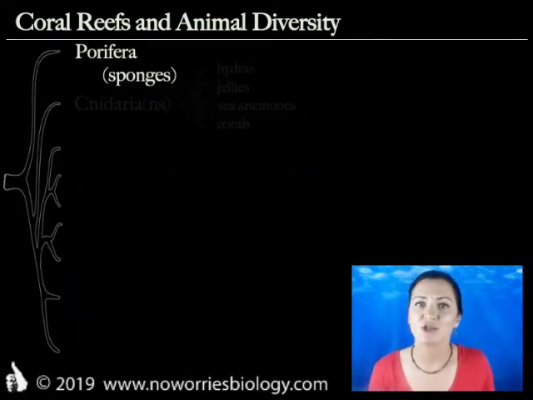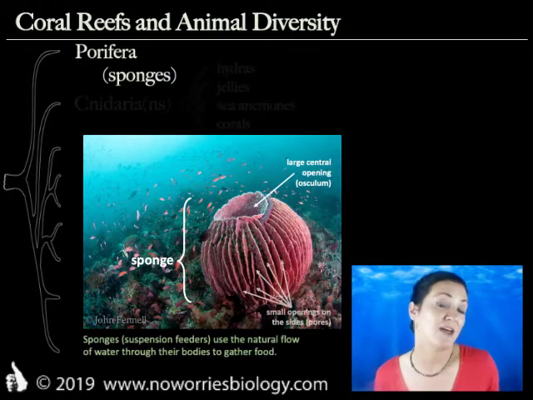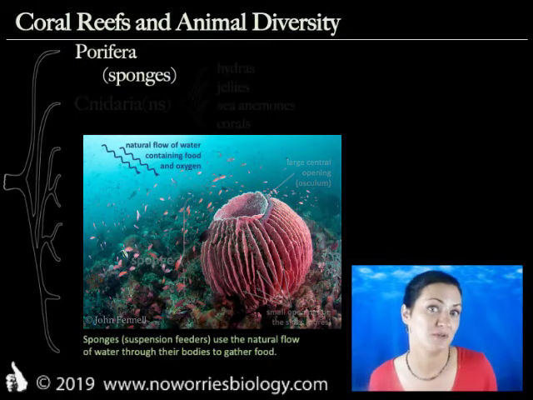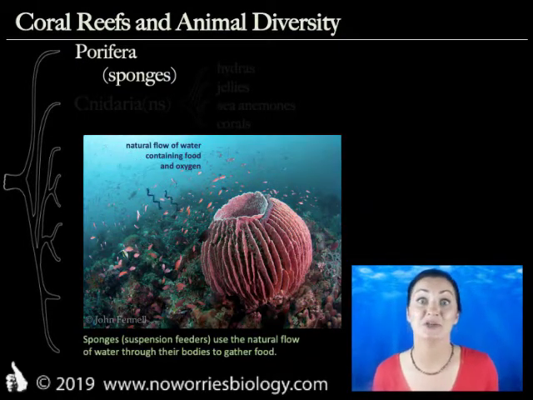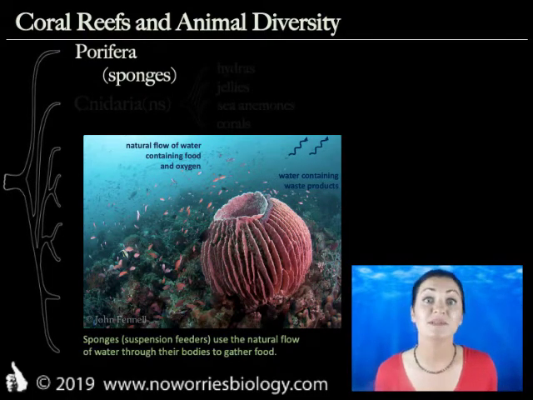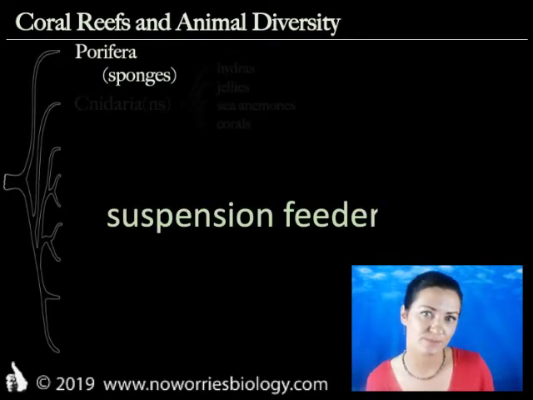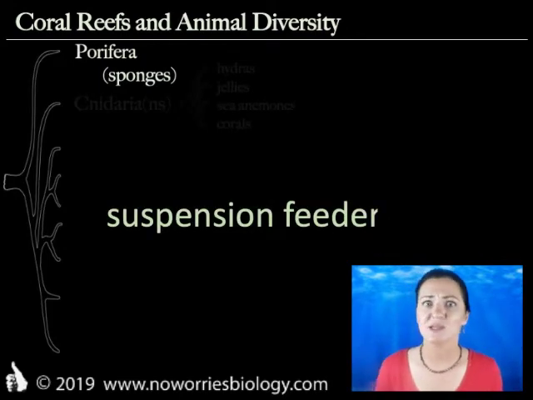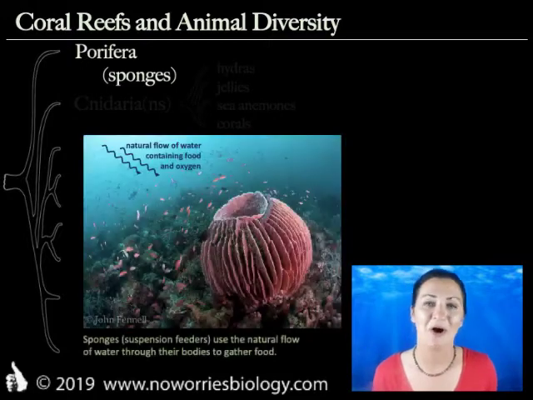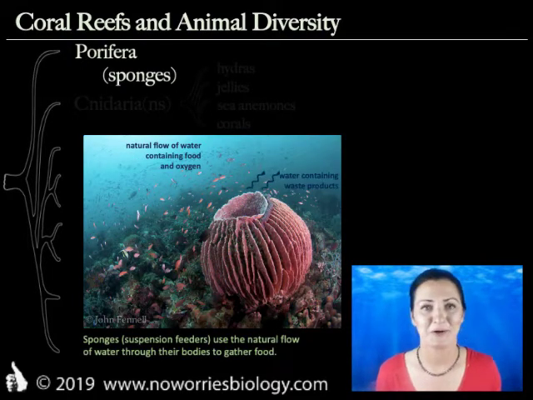Sponges use the natural flow of water through their bodies as a means to having their food conveniently brought to them. So they just need to catch it when it drifts by. Animals using this way of gathering food are called suspension feeders. And this water streaming through their bodies also carries away their waste products. Quite a nice setup.